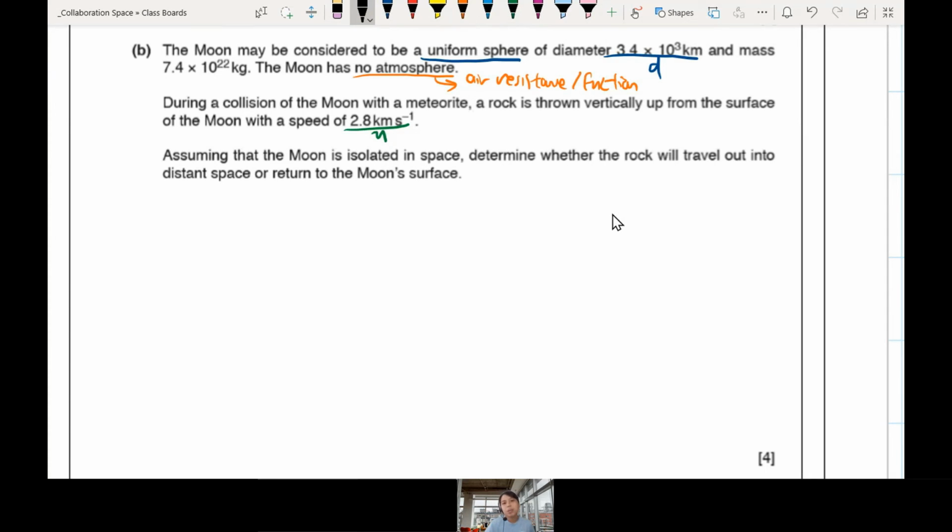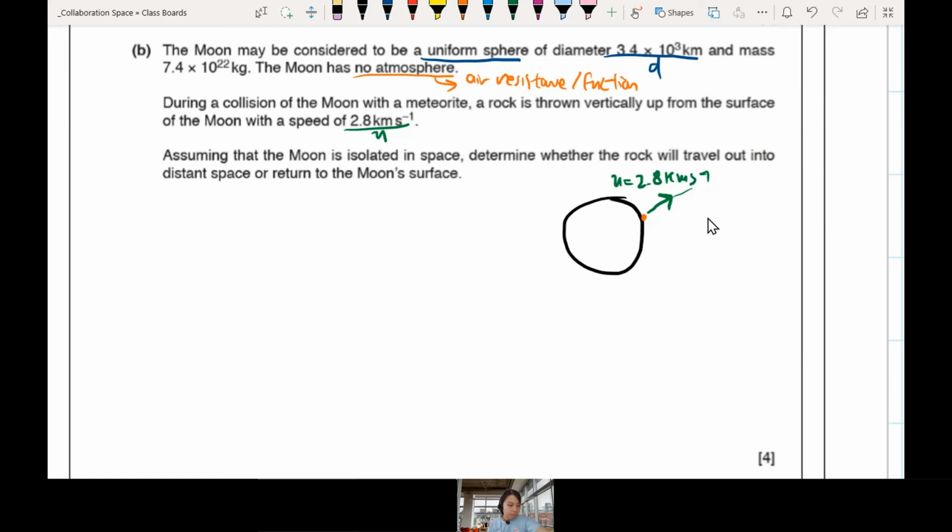If you find it hard to imagine what's going on, perhaps practice drawing to help you visualize. You have a moon. You have a rock. This rock got hit off with a certain velocity, 2.8. The question is, is this initial velocity enough to let this rock travel into outer space? Or will it just go up and then go back to the moon's surface? How do we know if it's enough or not?